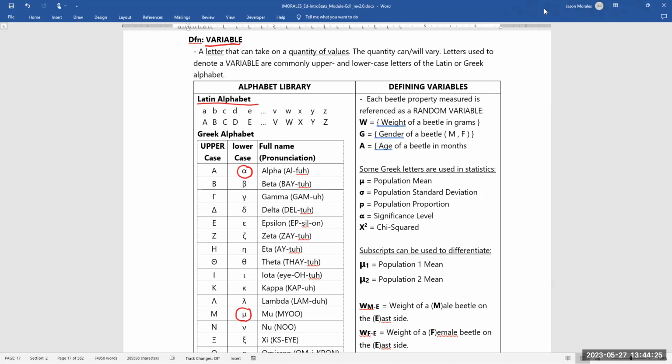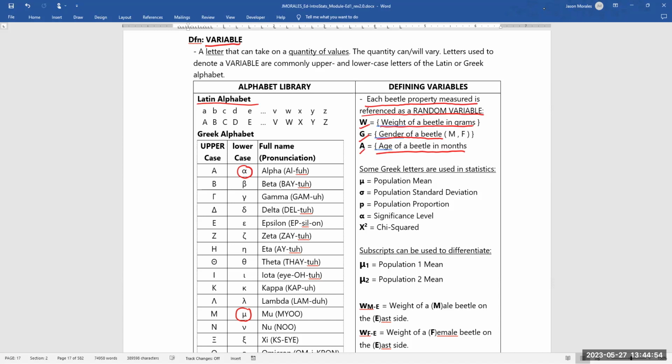So in terms of defining variables, for example, each beetle property measured is referenced as a random variable. So we used capital letter W to represent the weight of a beetle in grams. We used capital G to represent gender of a beetle, and capital letter A to represent the age of a beetle in months.